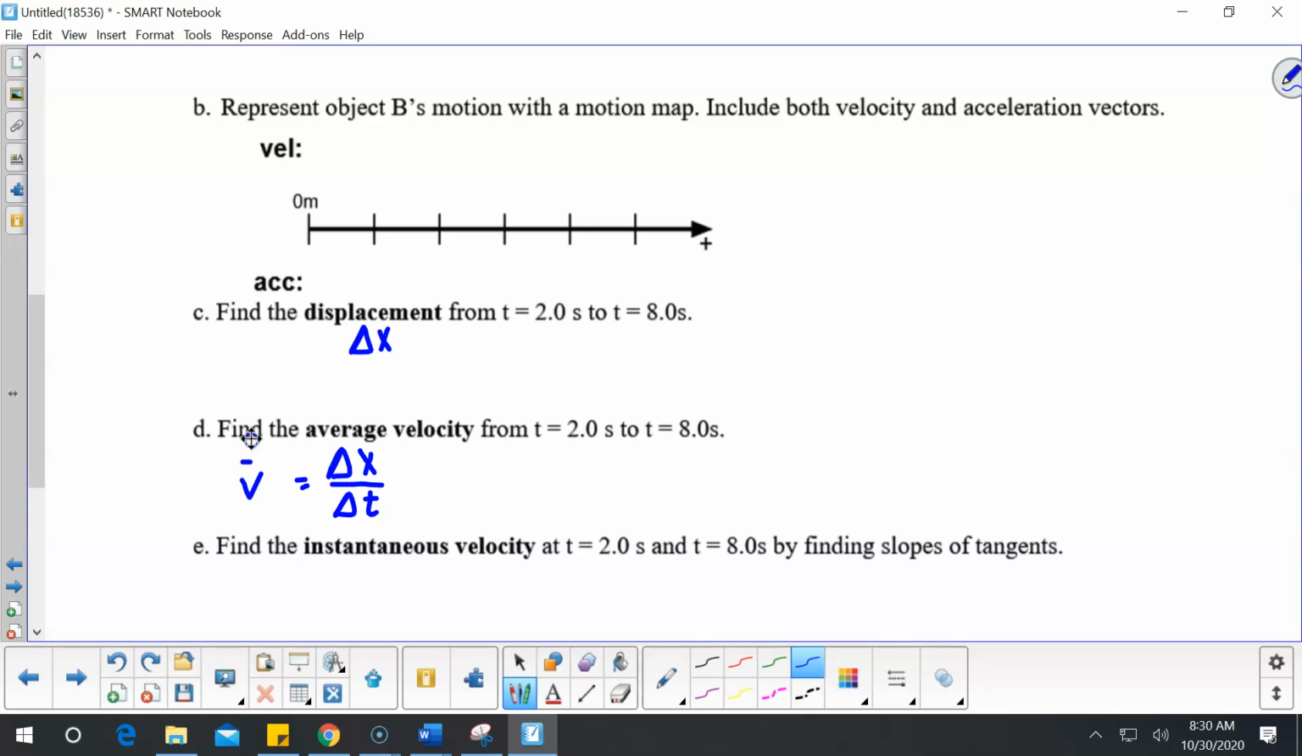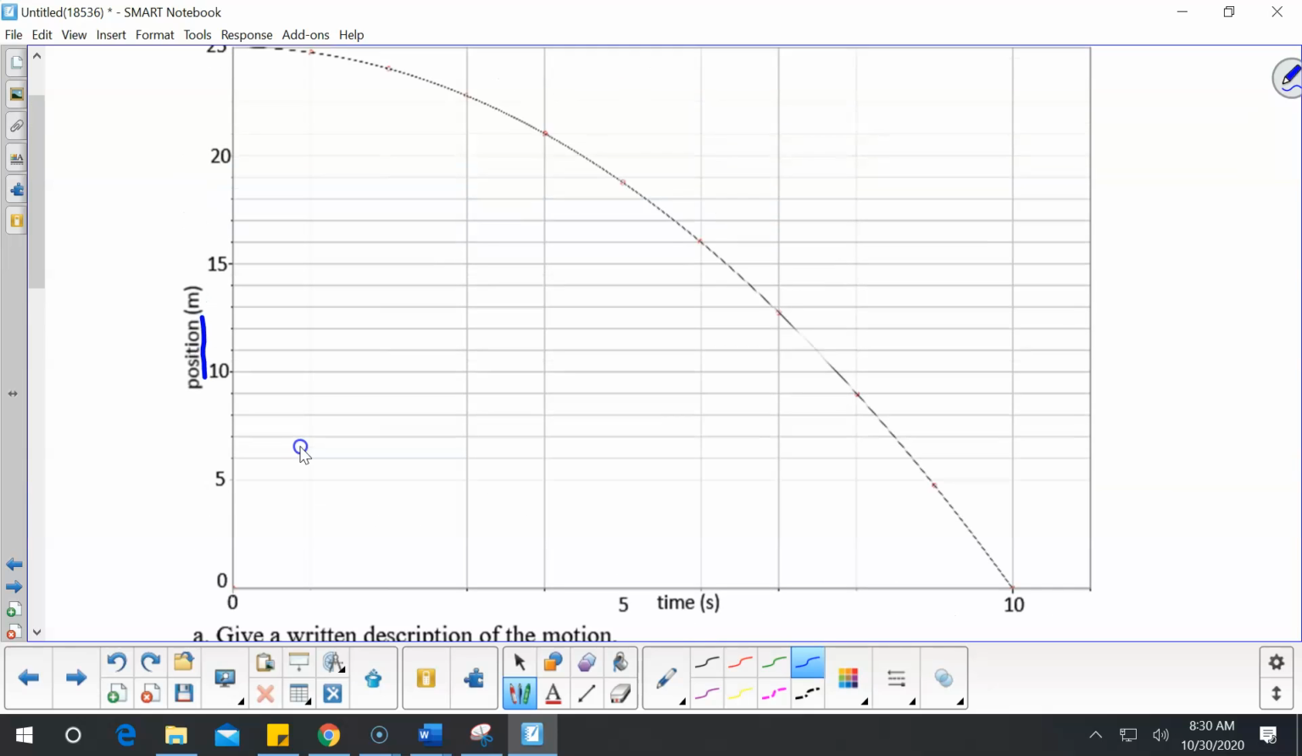Okay. Now, when they talk about the instantaneous, they ask you to do that by finding slopes of the tangents. Okay. So like if you were to go to 8 seconds, you would draw a tangent line here. I'll try to draw this the best I can. Just running through that one point, you would find the slope of that line, okay? Now, there is another way we can do that, and we talked about this before. You could do a secant line.